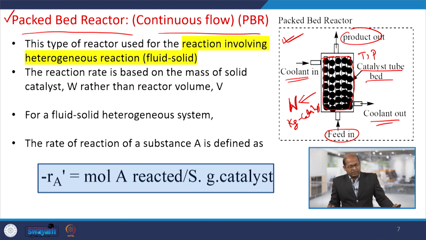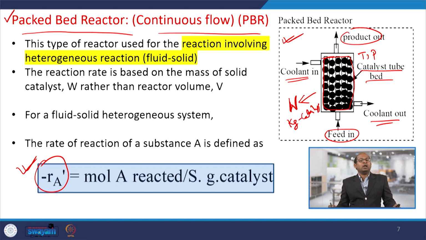Here the rate of reaction for this type of reactor is minus RA prime. The unit of minus RA prime for this type of reactor is moles of A reacted per unit time per gram of catalyst, or per kg of catalyst if we take kg of catalyst. It is the rate when we are using packed bed reactors with solid catalyst materials.